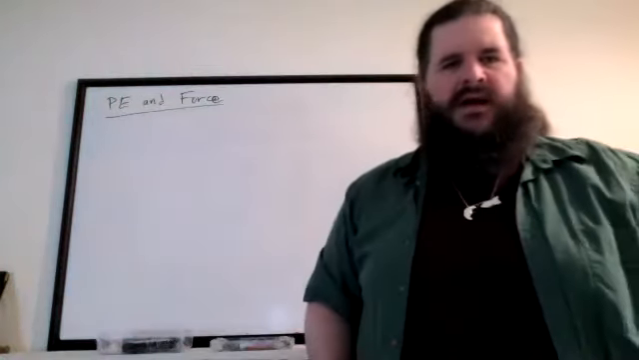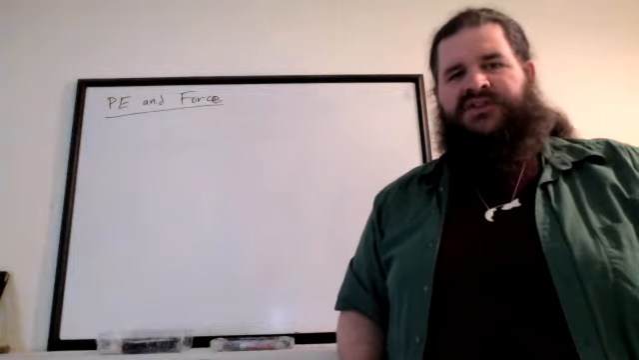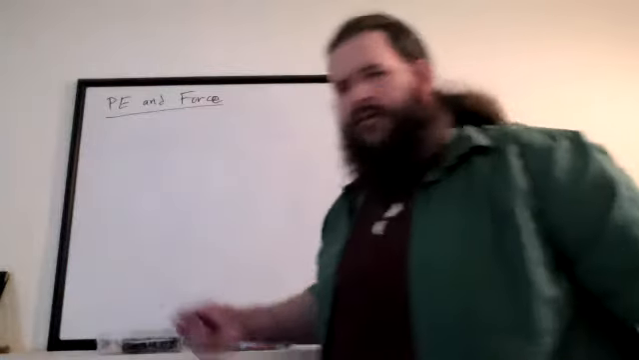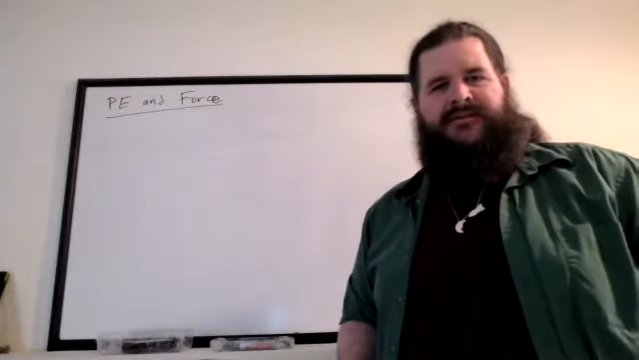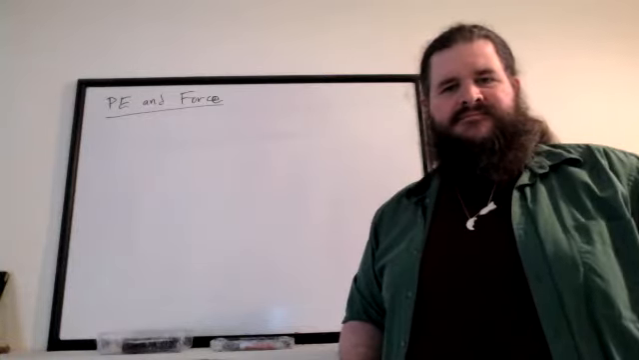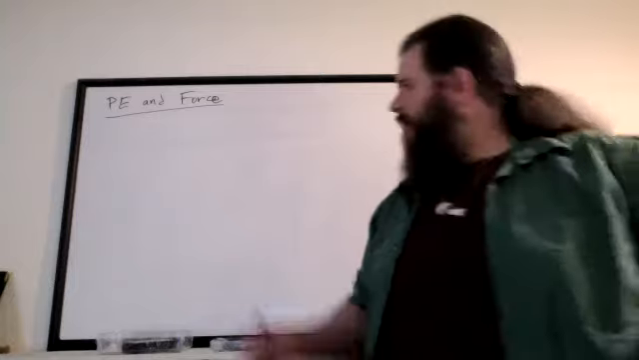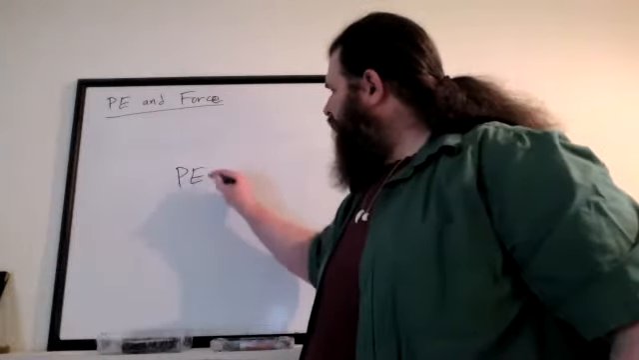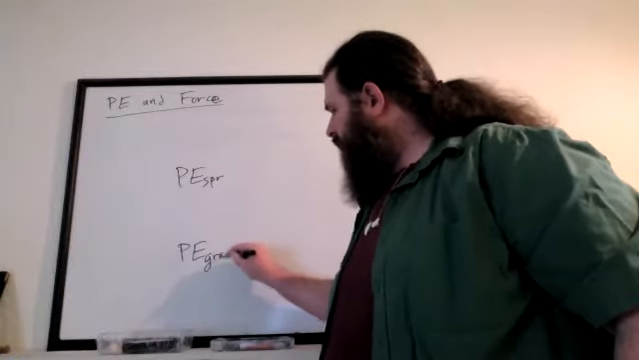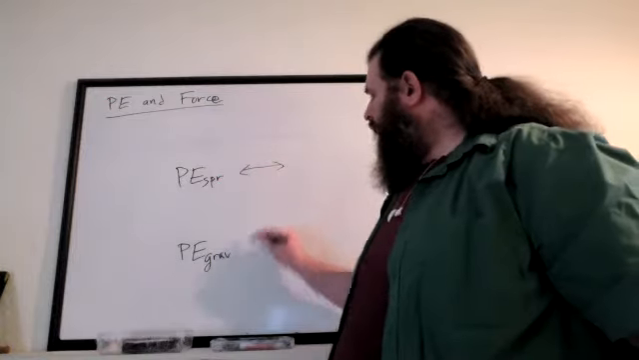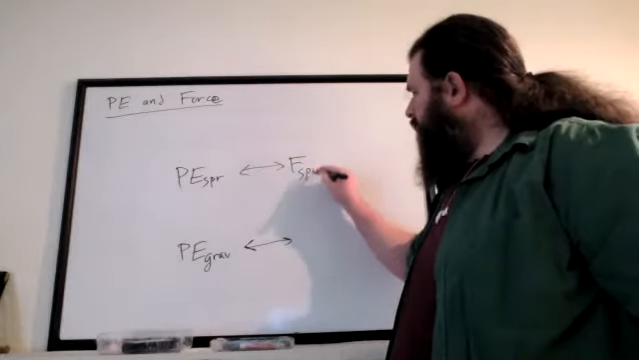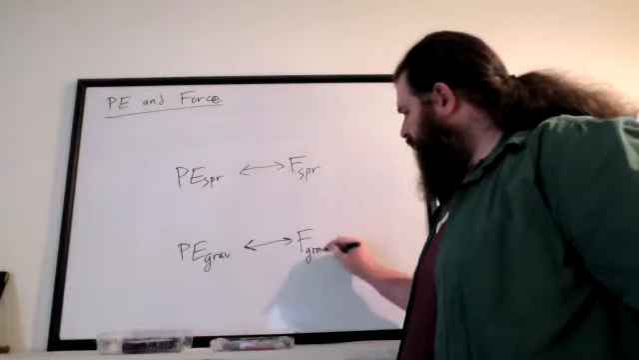So if we're dealing with potential energy, any form of potential energy is always associated with some sort of force. For example, what types of potential energy have we looked at so far? Spring and gravitational. We've got the spring potential energy, we've got a gravitational potential energy. Each one of those is associated with a force. You've got the spring force, you've got the gravitational force.